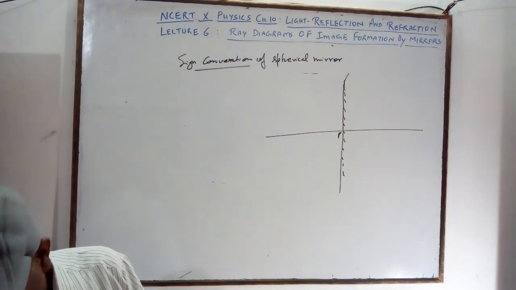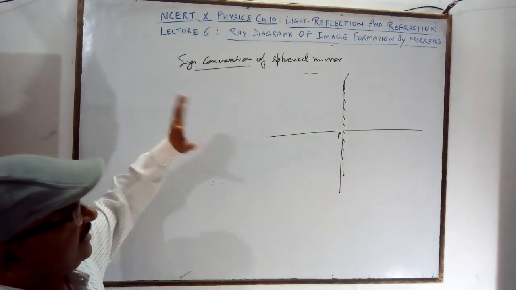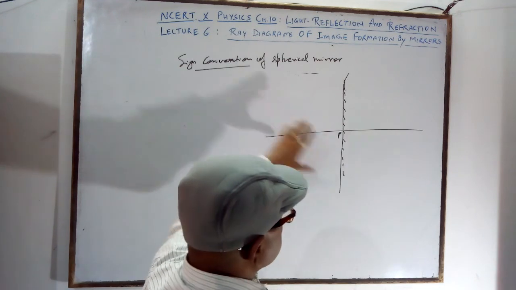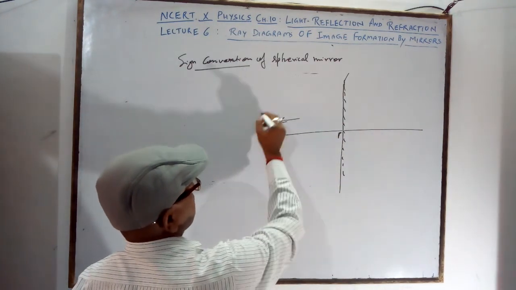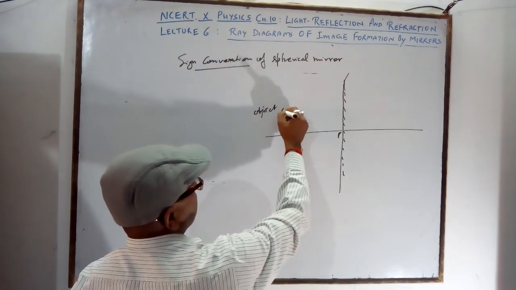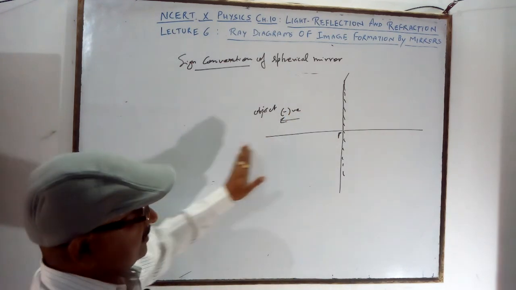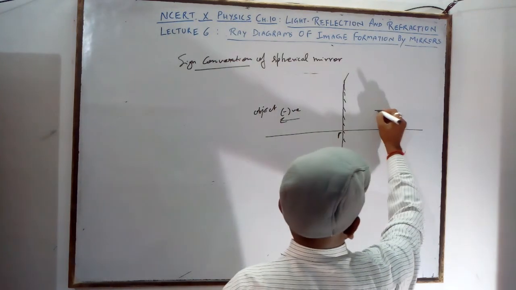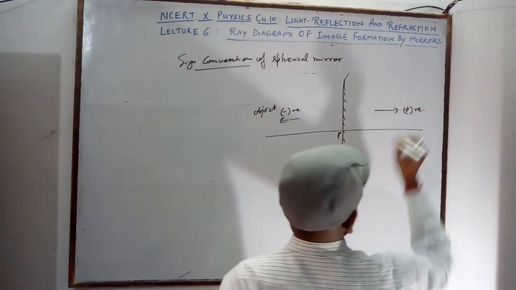But the very important thing is what sign is given for positive and negative. In which direction will the object be placed? From the pole, these distances will always be measured. If the object is on this side, then it is negative. Anything measured in this direction will be negative, and anything measured in this direction will be positive.